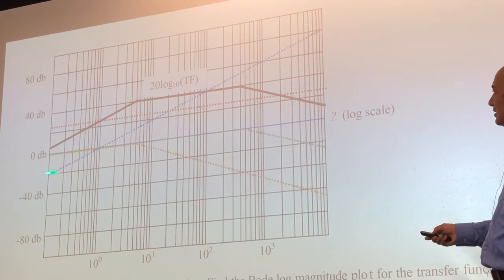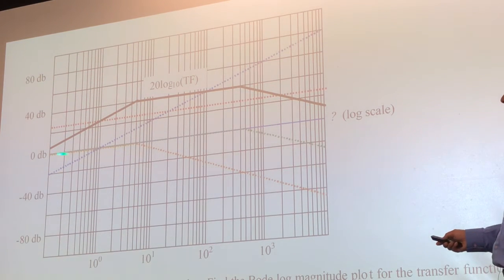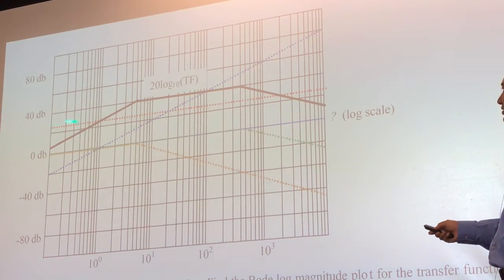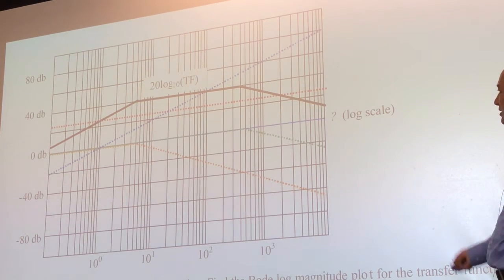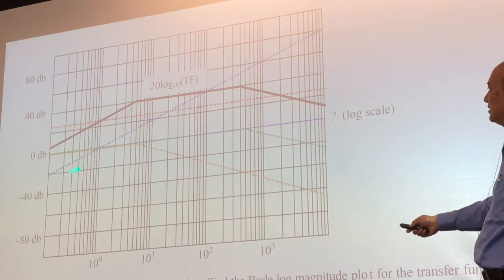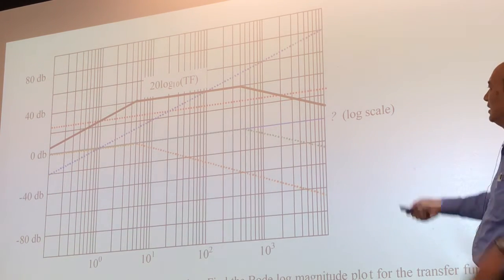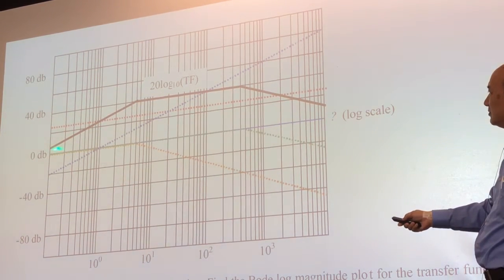So from here to here is 26, okay? Otherwise, if this is 0, then we just go from here. But this is not 0, so we just all float up. So this line will get floated up to this one, starting from 6 dB.